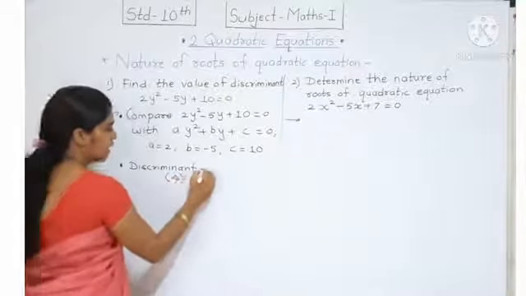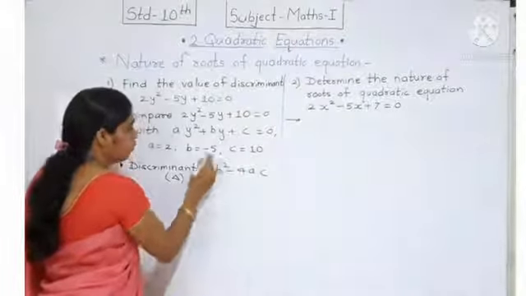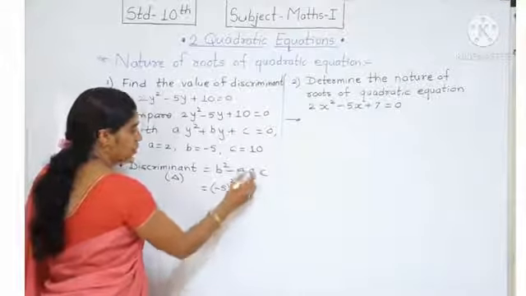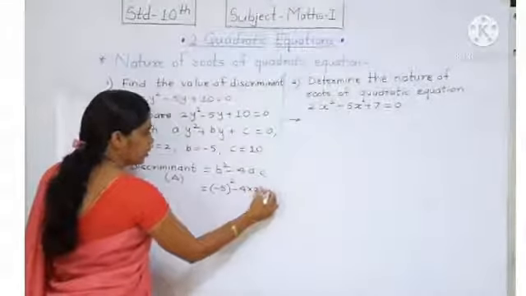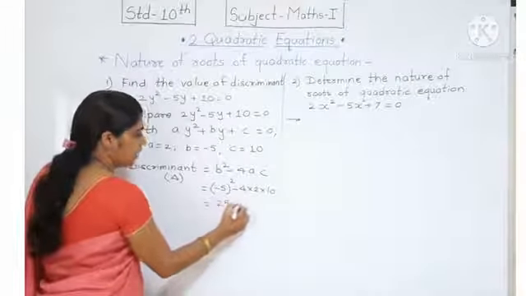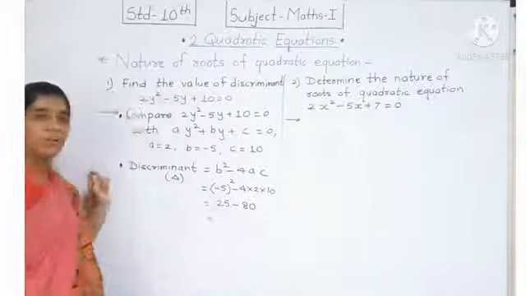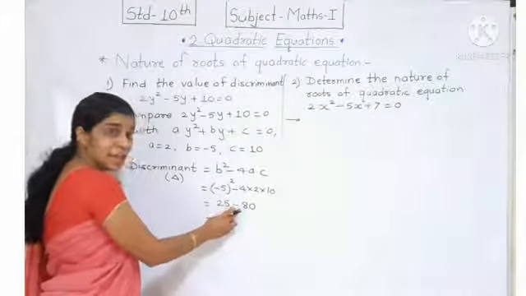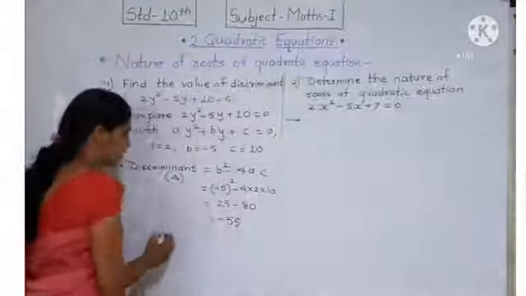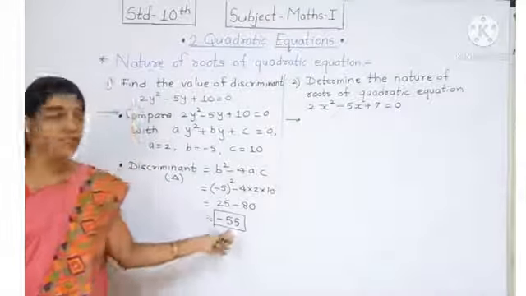Discriminant we write as delta is equal to b² minus 4ac. What is the value of b? Minus 5, its square. Minus 4 into what is the value of a? 2, into what is the value of c? 10. Minus 5 square is 25. Minus 4 2s are 8, 8 10s are 80. So 25 minus 80. 80 minus 25 is 55, and the greater number has the minus sign. So the value of discriminant is minus 55.